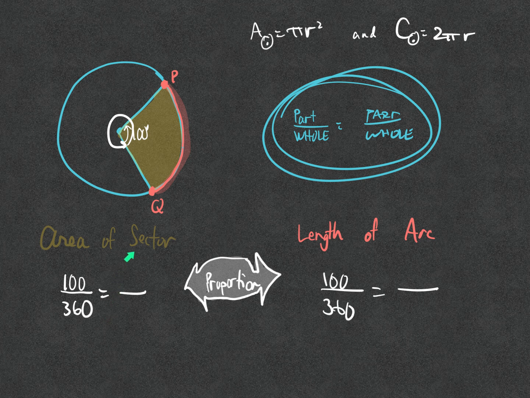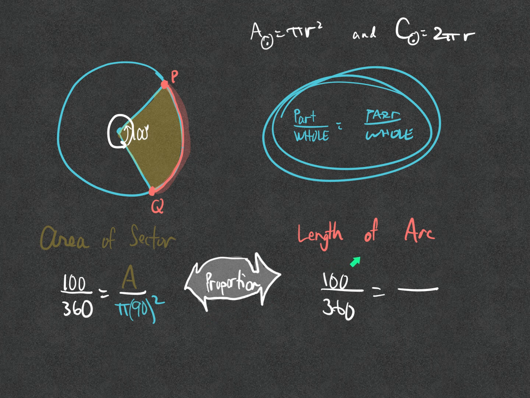And then if we're looking for the area of the sector, well, that's a part of the area of the whole circle. So we would say the area of the sector, the part, divided by the whole circle's area, pi radius squared. And in number 14 on the review packet, they tell us that the radius is 90.